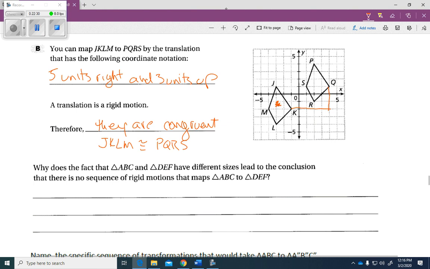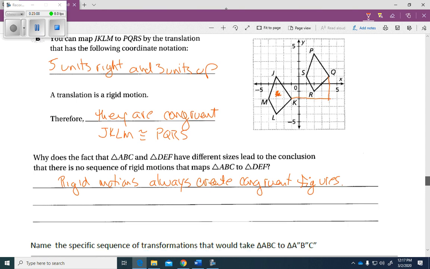Why does the fact that triangle ABC and triangle DEF have different sizes lead to the conclusion that there is no sequence of rigid motions? That's because rigid motions always create congruent figures. Since these things are different sizes, a dilation must have occurred, and a dilation is not a rigid motion, but a dilation is a transformation.